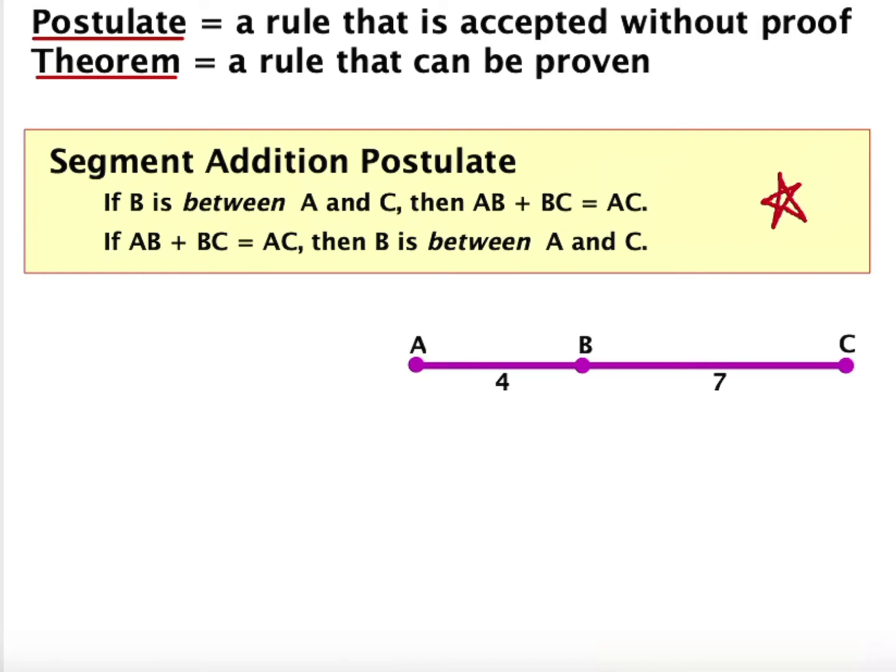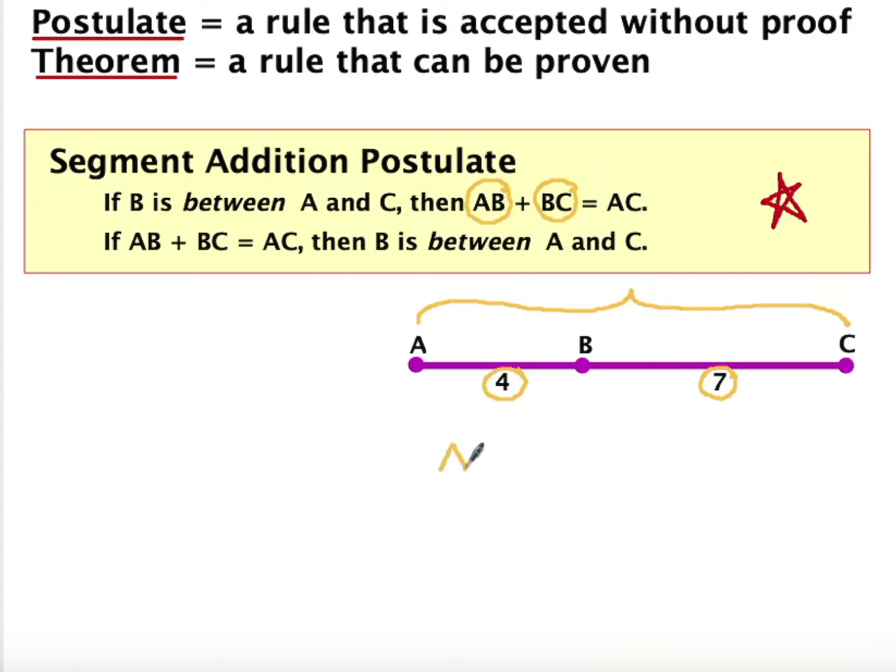They're saying that the length of AB, the distance from A to B, plus the distance from B to C, they're saying if we add up those two lengths, we should get the length of segment AC. And I think that's pretty obvious, which is why we're calling that a postulate.